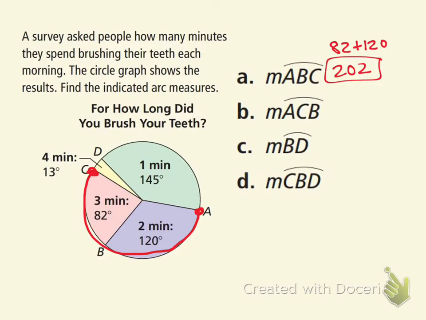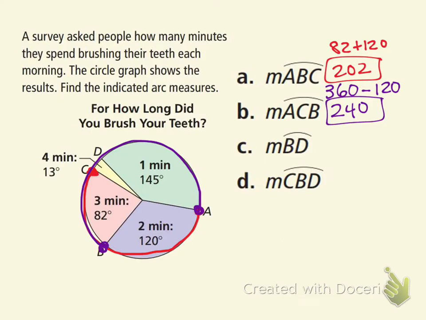ACB. So am I going to go up or down around the circle? Up through C and end at B. So this is all of the circle except for 120. So what am I going to do with this? Subtract from 360. So 360 minus 120 is 240. Notice how the directions didn't say, tell me if it's major or minor. That's why we're not writing it.